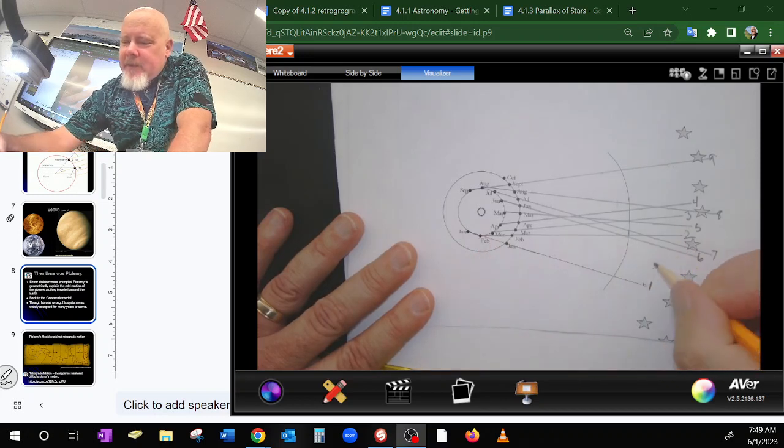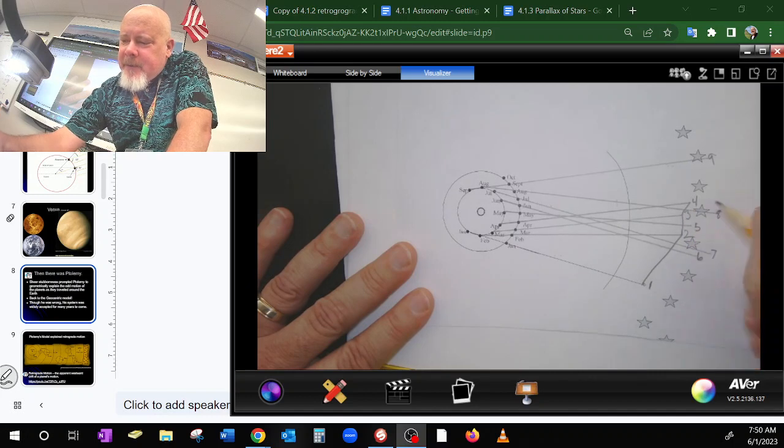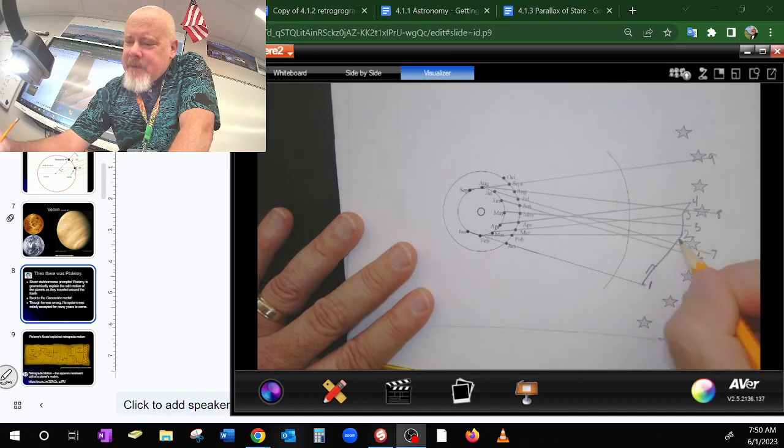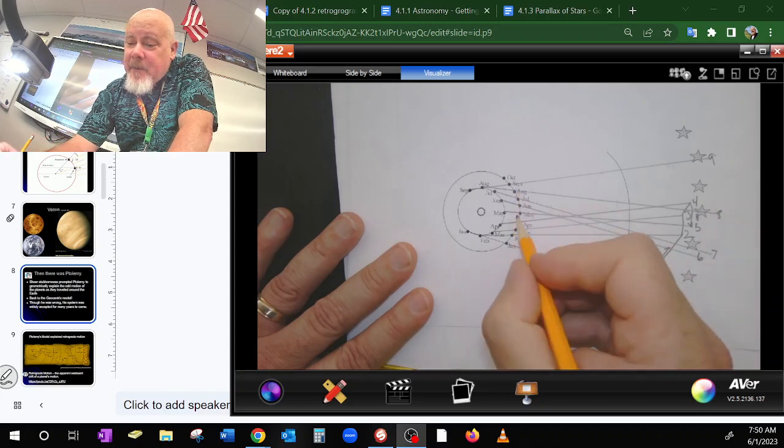February, there's 2. So I'm going to connect the dots from January to February. From February to March, that would be 3. From March to April. And this is the direction it looks like Mercury is going with respect to the stars. But after April, when we go from April to May, it looks like it turns around and goes backwards. Does it go backwards? No.